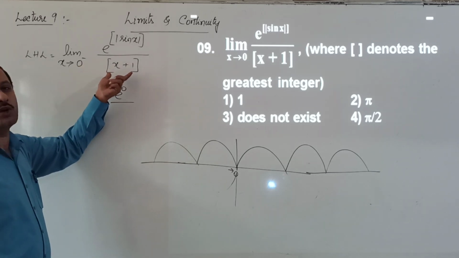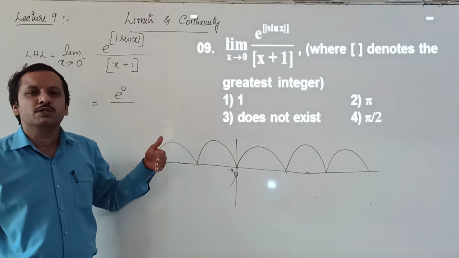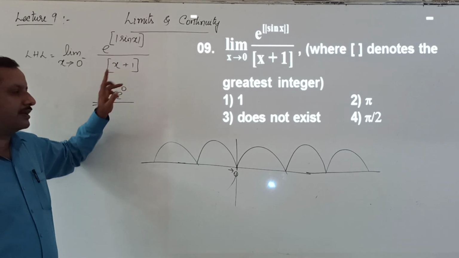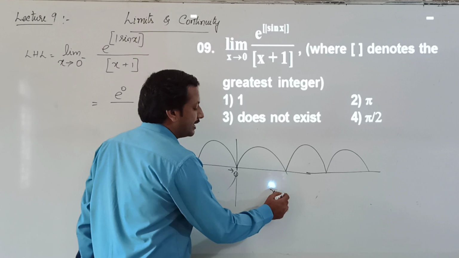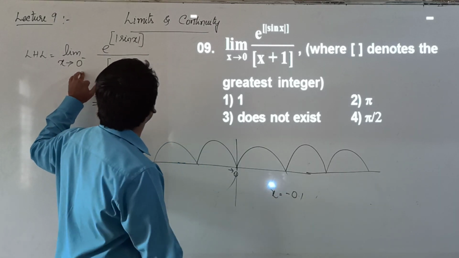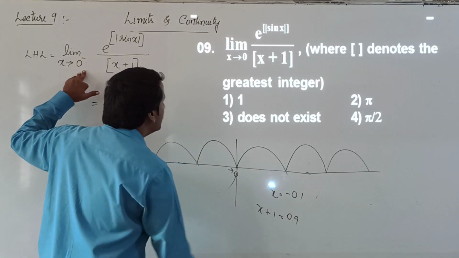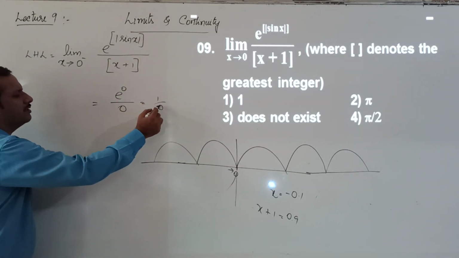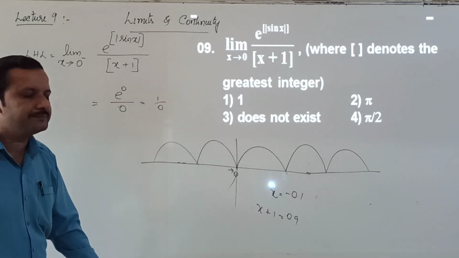Denominator, x is approaching 0 from the left side. X is very close to 0 but less than 0. So for x plus 1, I can take x equal to minus 0.1. Then what happens to x plus 1? Adding 1 to this will give you 0.9. What is the value of step of 0.9? Step of 0.9 is 0. So that will give you 1 by 0, which does not exist. Right? Or you can say it tends to plus infinity.